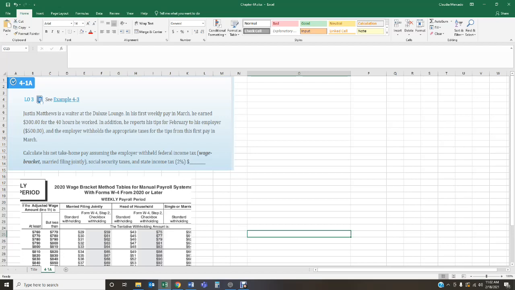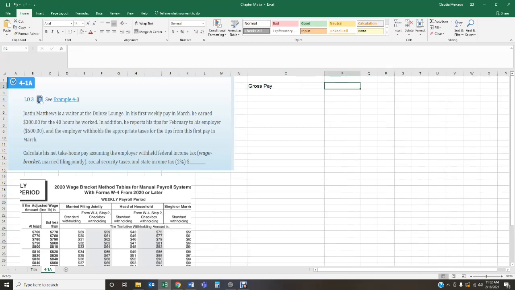Now they're asking us to calculate his net take-home pay, assuming that the employer is withholding federal income tax using the wage bracket method, married filing jointly, Social Security taxes, and state income tax of 2%. Before we begin anything, we need to identify, well, what is this employee's gross pay? The problem says that the employee earned $300 for his 40 hours of work. So his gross pay is $300.